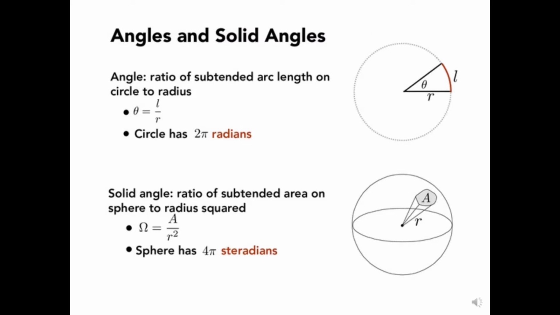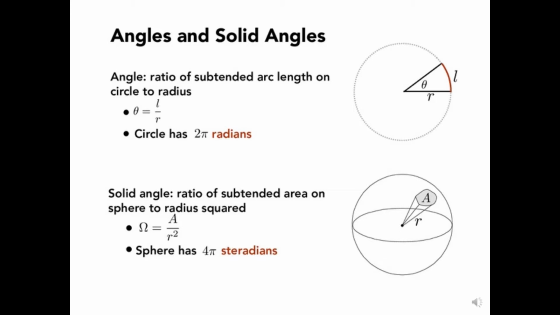For the radiance, we have to use the solid angle. And just as a reminder, an angle in this case, theta, is just the arc length divided by the radius, the radial arm. And it's that angle that's subtended by that arc length. And of course, there are 2 pi radians in the circumference of a circle that way.